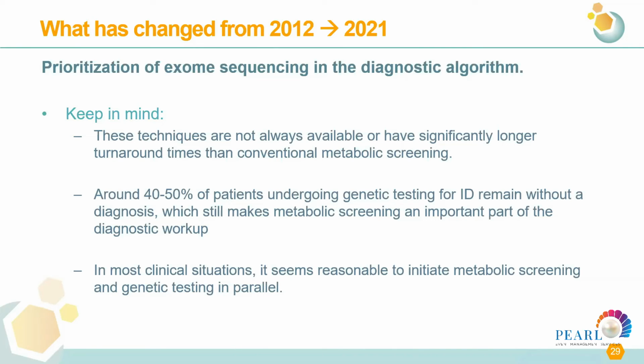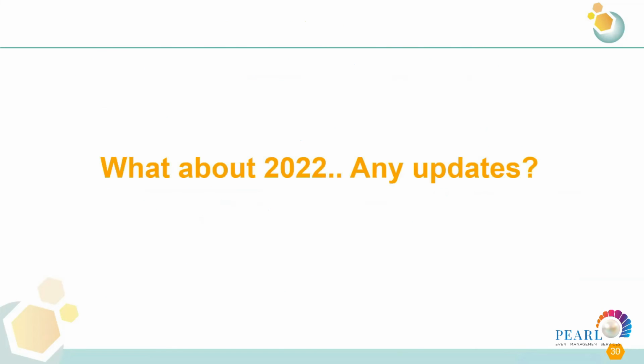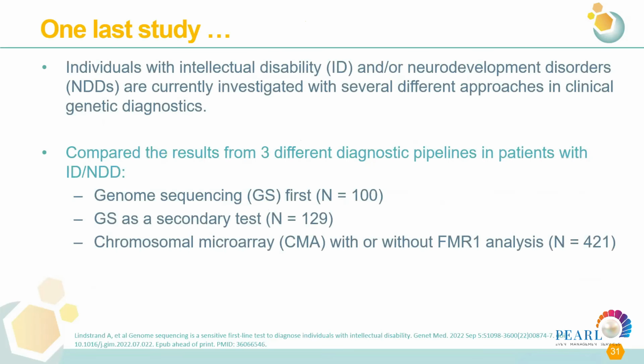So it seems reasonable to initiate metabolic screening and genetic testing in parallel. So what about 2022? Do we have any updates? Actually, yes. This paper was just published in September 2022. Individuals with intellectual disability and neurodevelopmental disorders are currently investigated with different approaches in clinical genetic diagnostic centers.